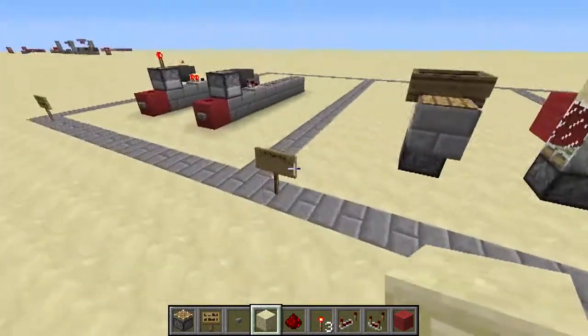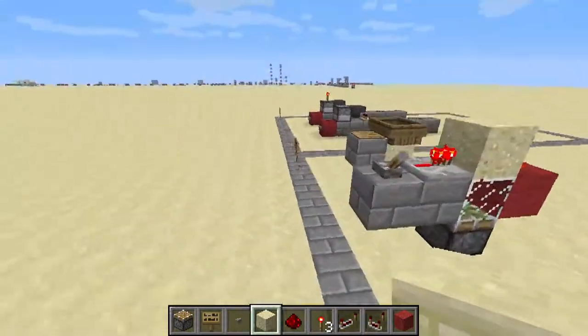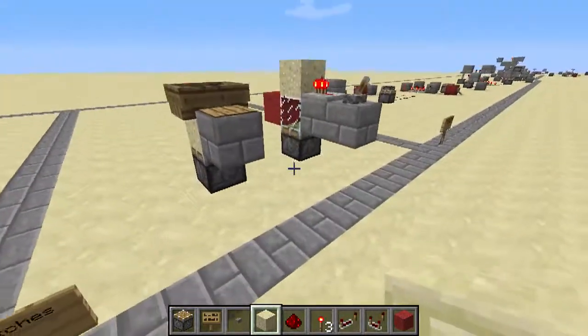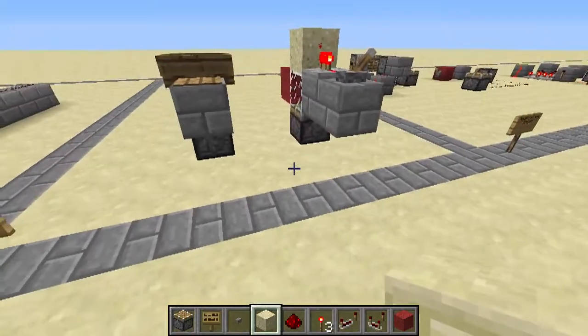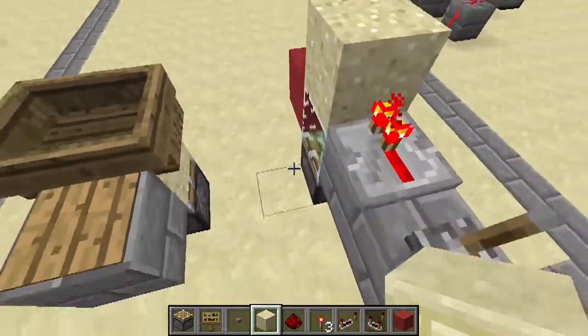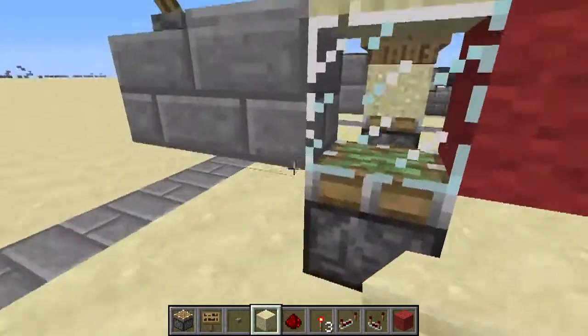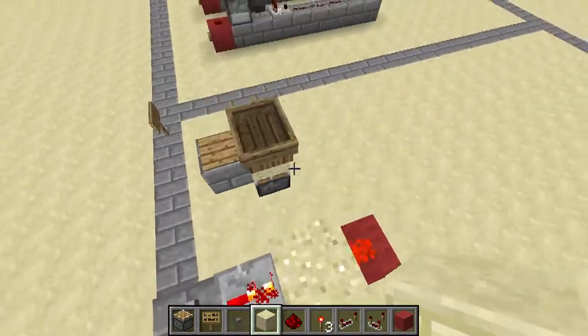So the first one is the bud switch. Now the bud switch stands for block update detector. It detects an update of when a block around it changes. So this relies on something called piston quasi-connectivity, and if you don't know what that means, do not worry. All it means is pistons are bugged.